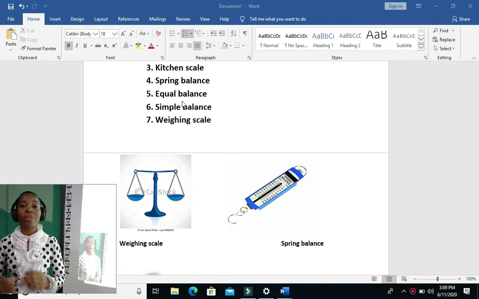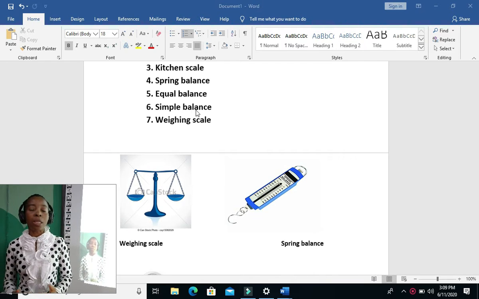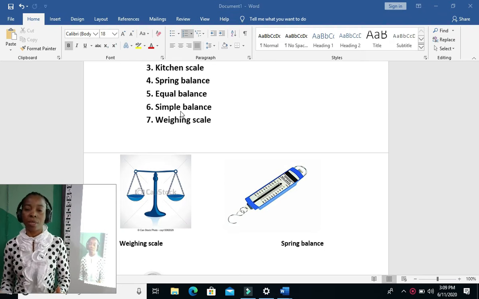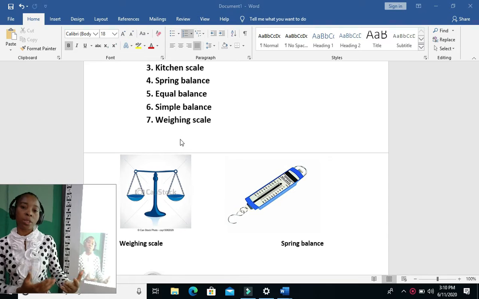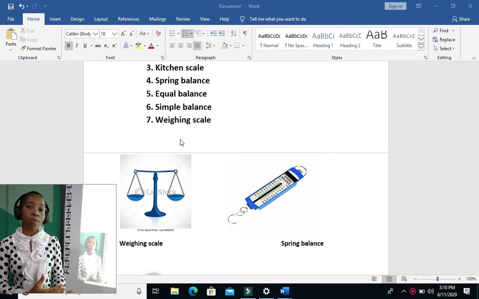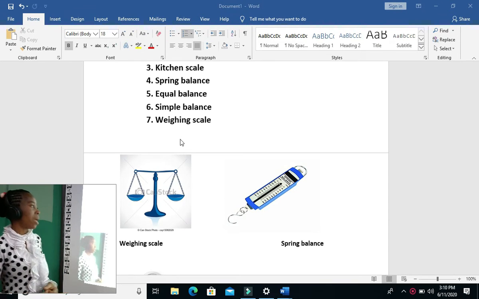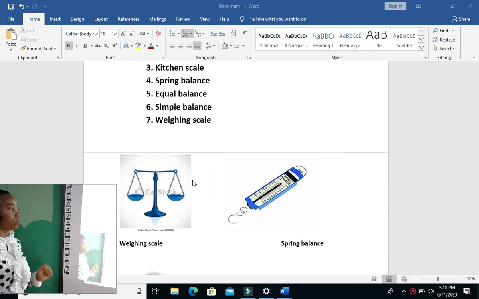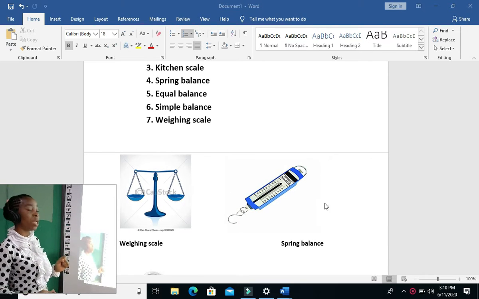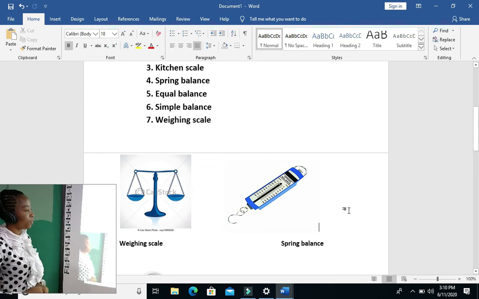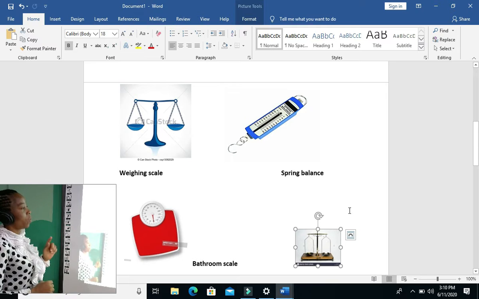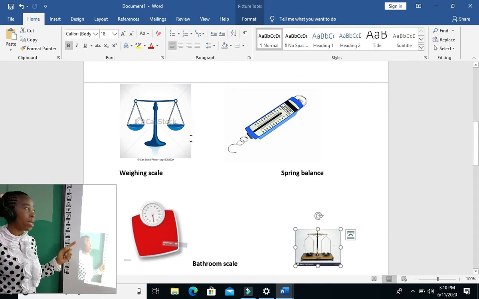We also have the simple balance. This simple balance is used like the weighing scale or kitchen scale to measure things. We also have the weighing scale. These two look similar and are used to measure the weight of things. Let's also look at the pictures of some of these instruments for measuring weight. Here we go. So we have the weighing scale.